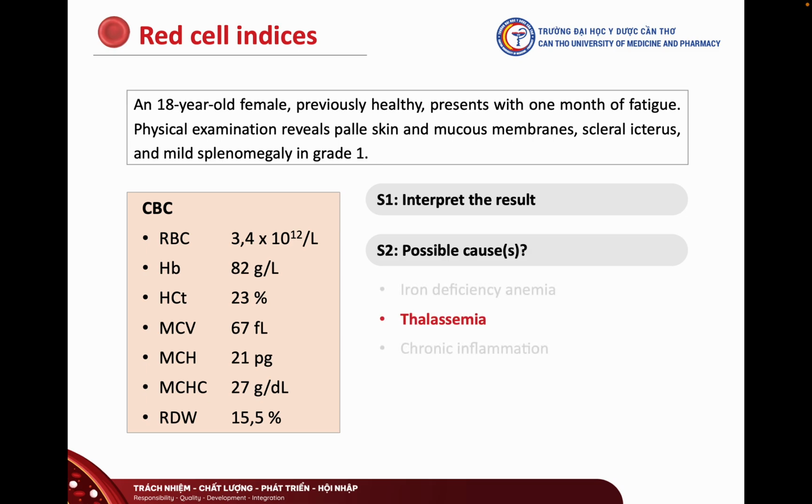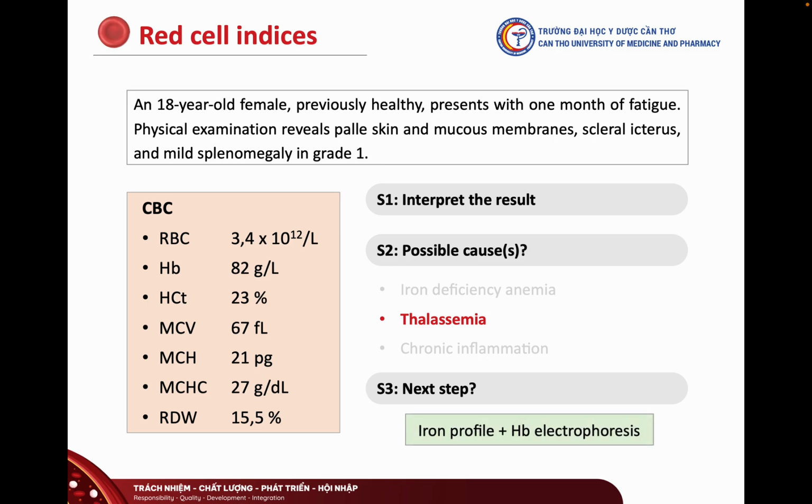So, what is the next logical step? We order an iron profile to rule out iron deficiency, and we order the hemoglobin electrophoresis to confirm the diagnosis of thalassemia, because thalassemia is the hemoglobin disorder, remember.